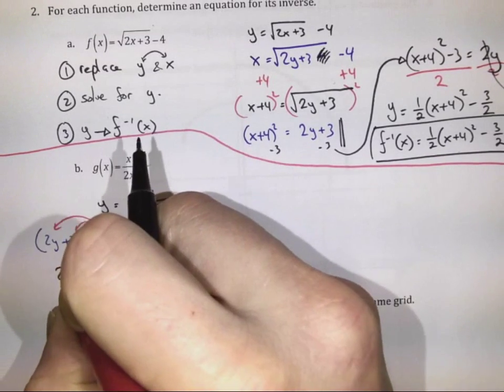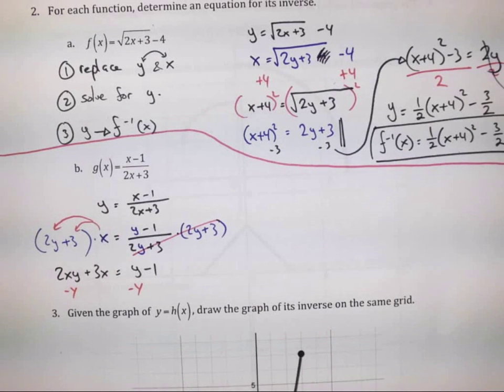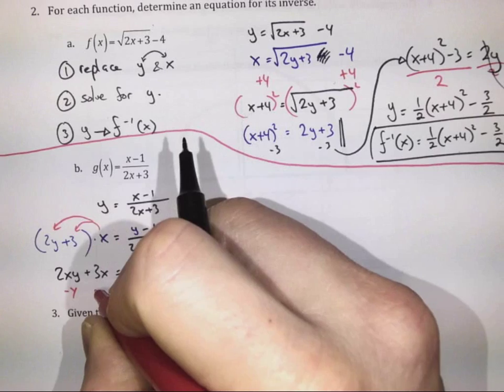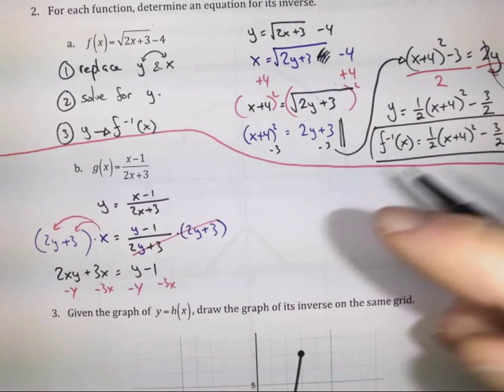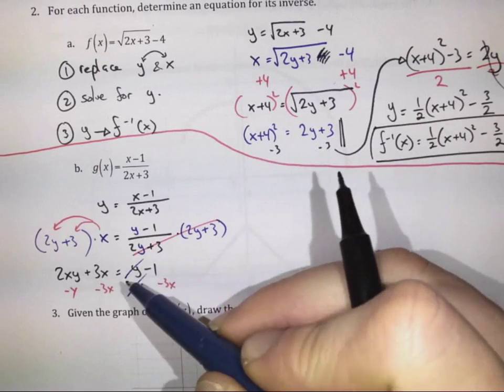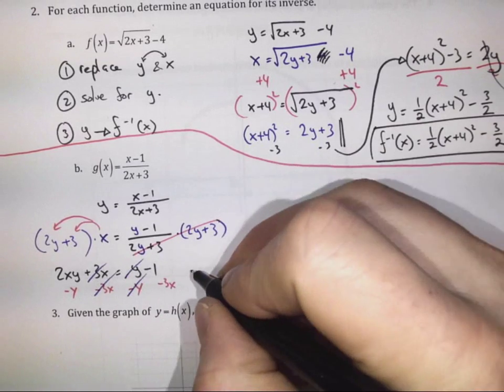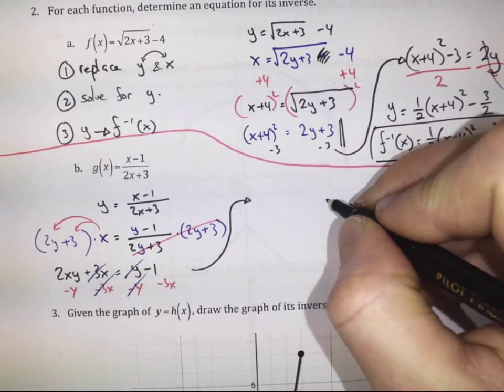Minus y, and no, I'll also move the 3x over to the left. So minus 3x. So that should cancel these guys out, and it should cancel these guys out. We should get a new equation now.